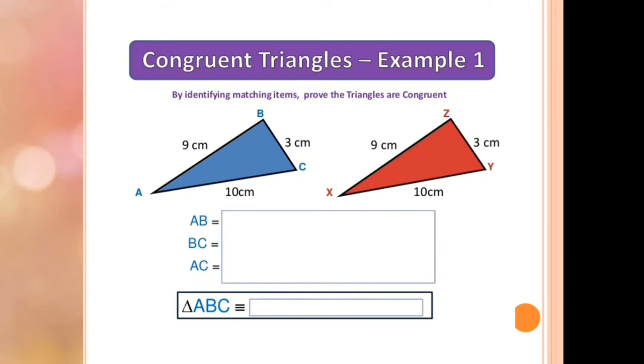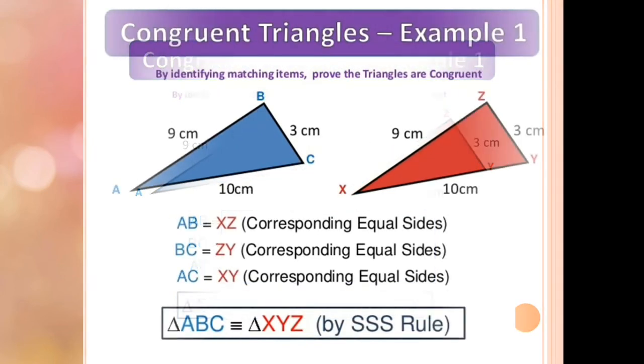As you observe, they are the same in length or measures: 3 cm, 9 cm, and 10 cm. Okay, so AB is equal to, saan siya dyan equal? So AB, we have the side AB, 9 cm. So yes, XZ. Okay, and BC as well. BC is equal to ZY, then AC is equal to XY. Okay? So, yan ang sagot.